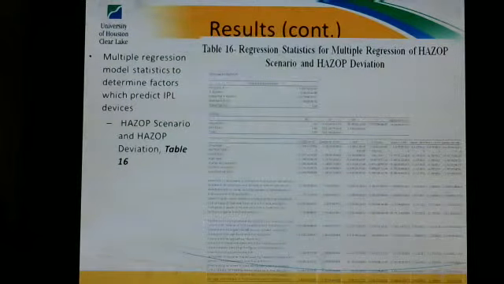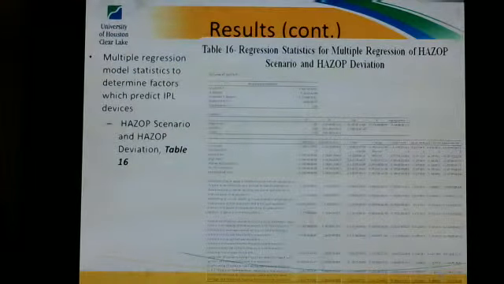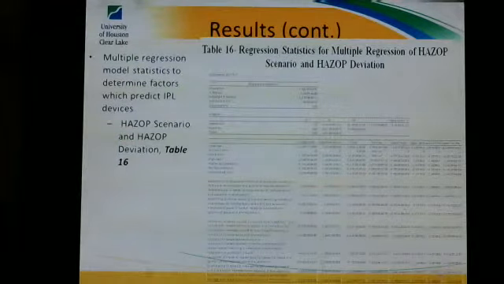So after building the single regression models for the 5 main categories or factors that were considered in the study, we did a multiple regression model to determine whether we can get a better model on more than one factor or one category. And so the 2 factors that we selected for the multiple regression model were hazard scenario and hazard deviation.